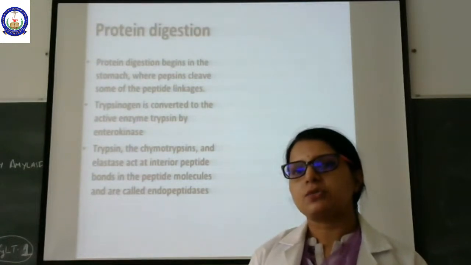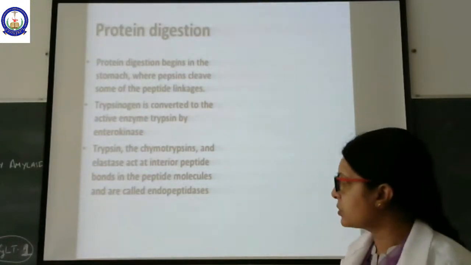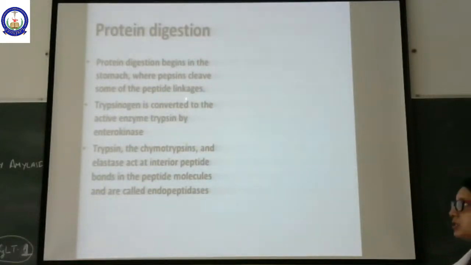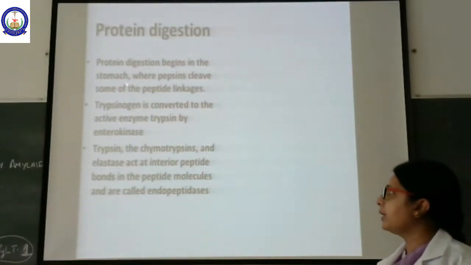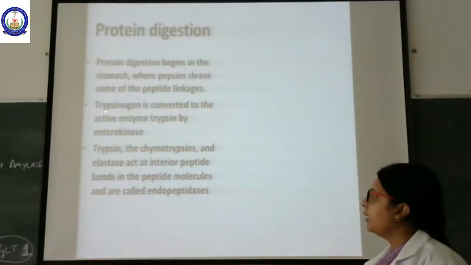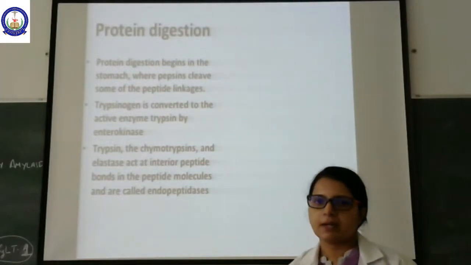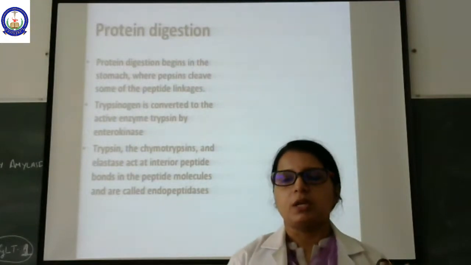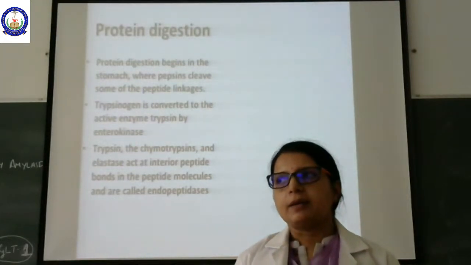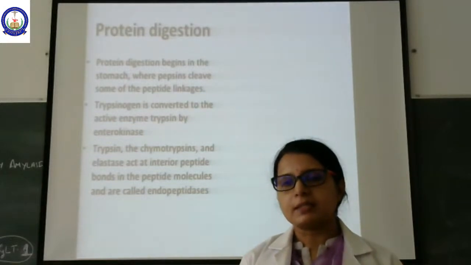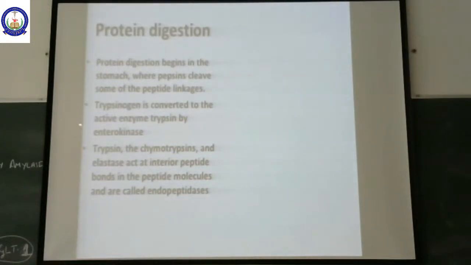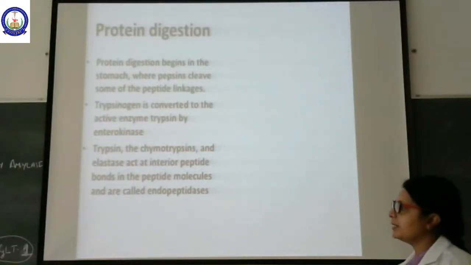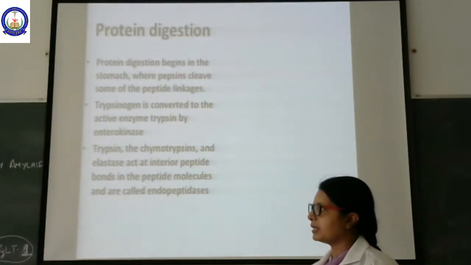Gastric juice is the digestive juice secreted by the stomach. Pepsin is present in the gastric juice. And what does this pepsin do? It acts on the polypeptide and breaks the peptide linkages. Now the next important proteolytic enzymes are present in pancreatic juice: trypsin, chymotrypsin, then elastase. Trypsinogen is converted to the active enzyme trypsin by the enterokinase. This enterokinase is present in the brush border of the intestine.